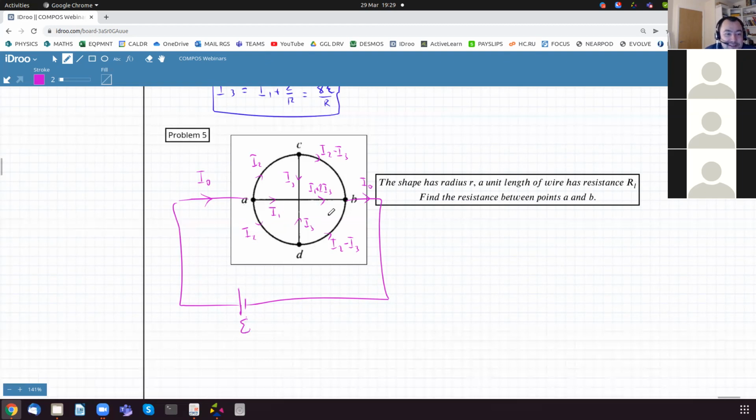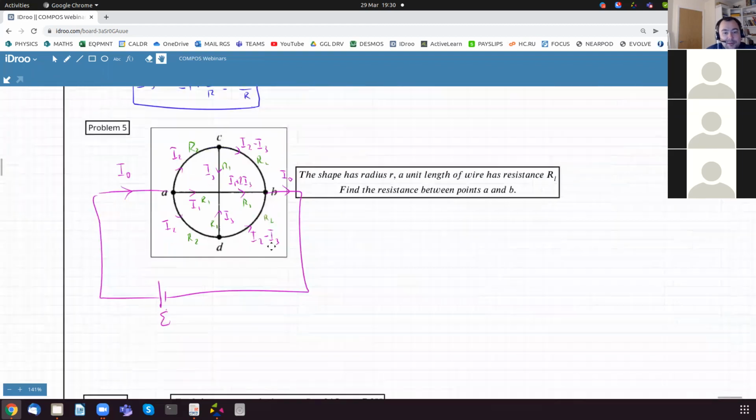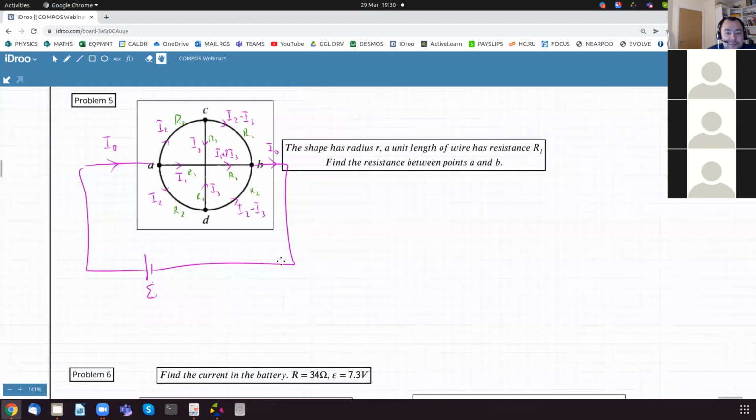And here, so the resistors. There are 2 types of resistors. There's the AC. Let's call this R1. So this is R1, R2, and this is R1. So R1, R1, R1, and this is R2. This is R2, and this is R2. And of course, you can find R1 and R2 because you know the radius of the circle. This has a radius R.